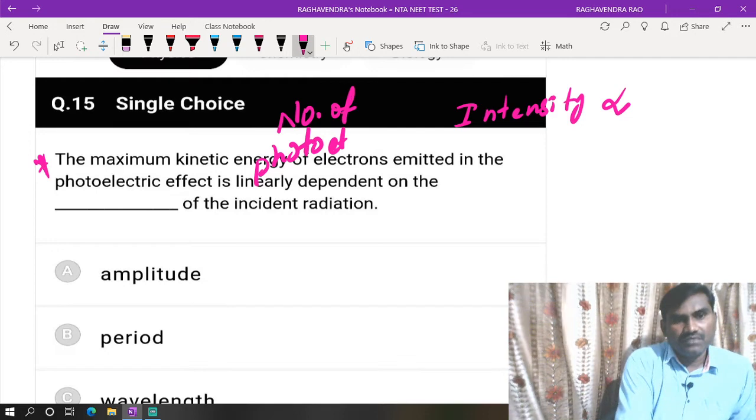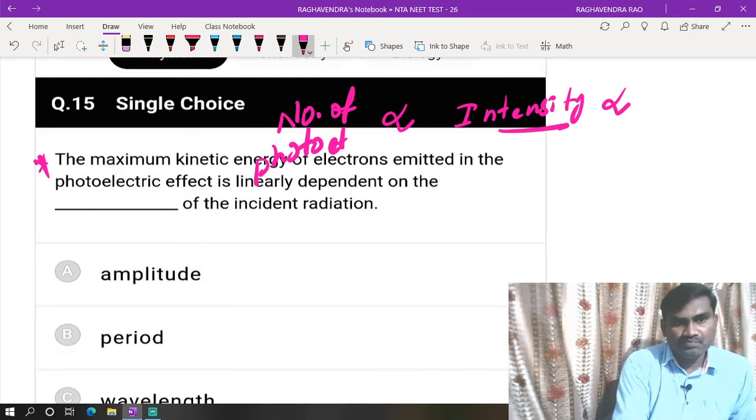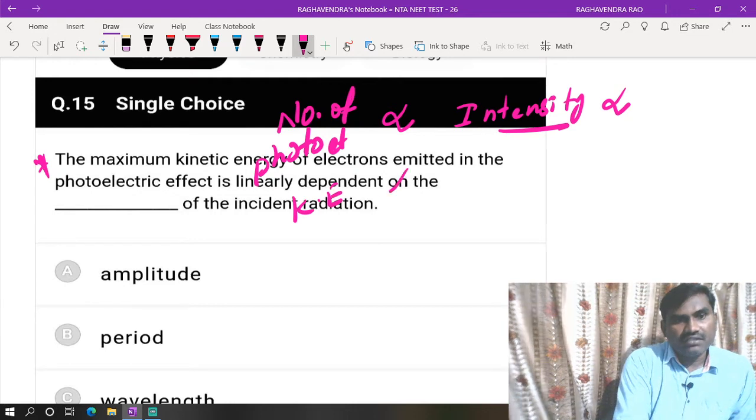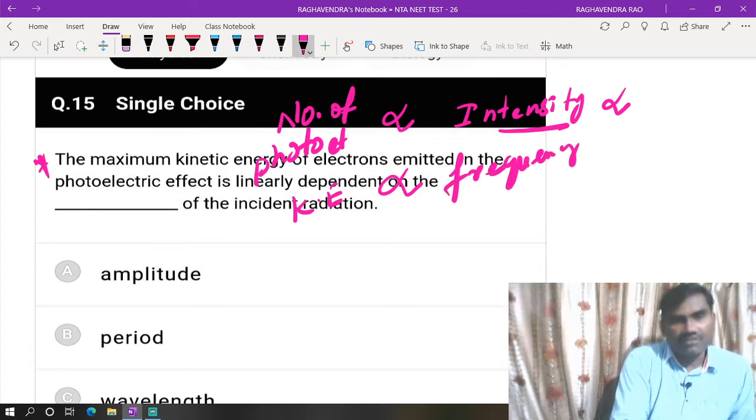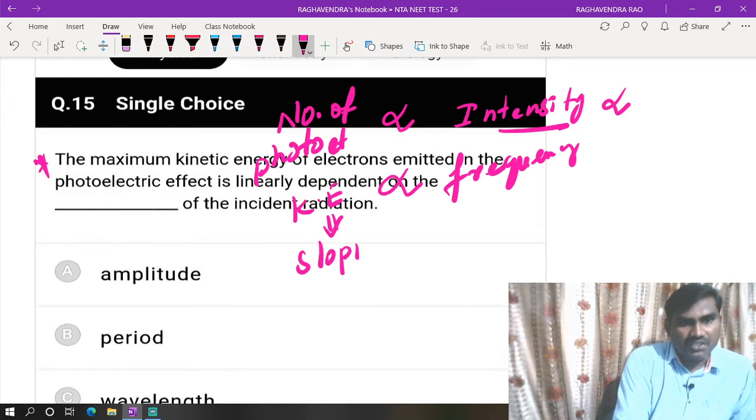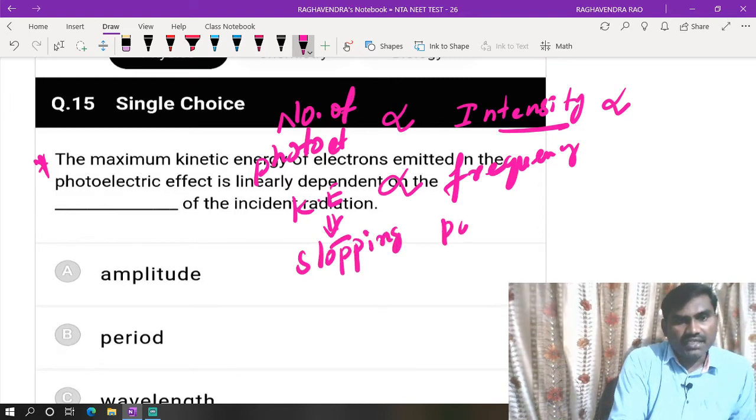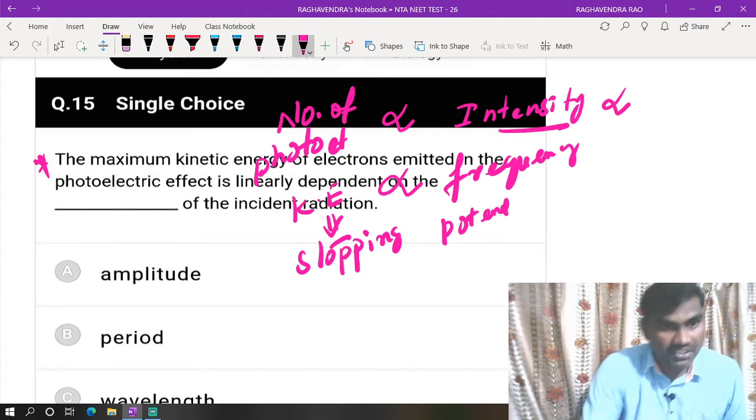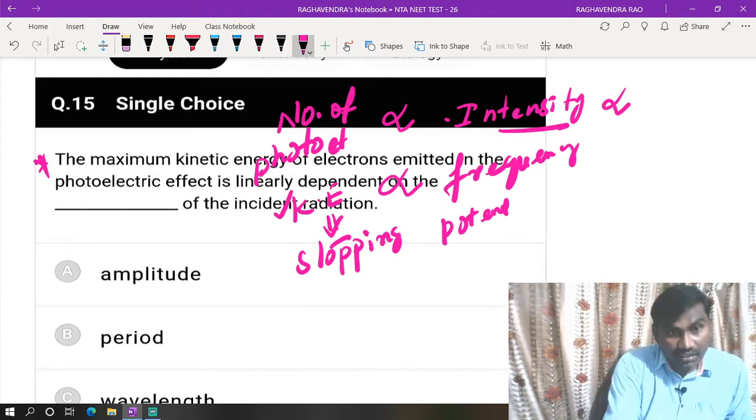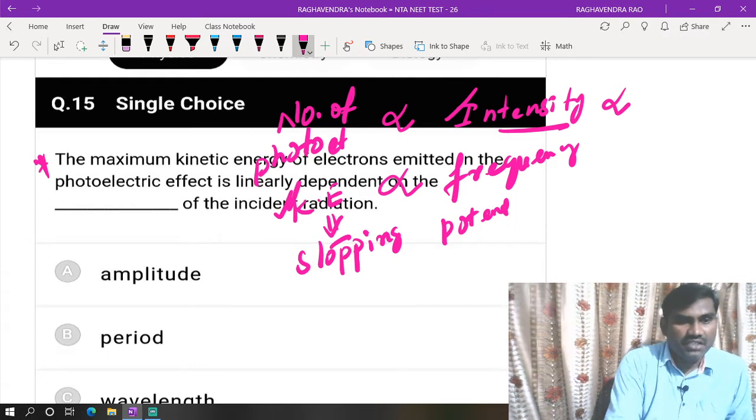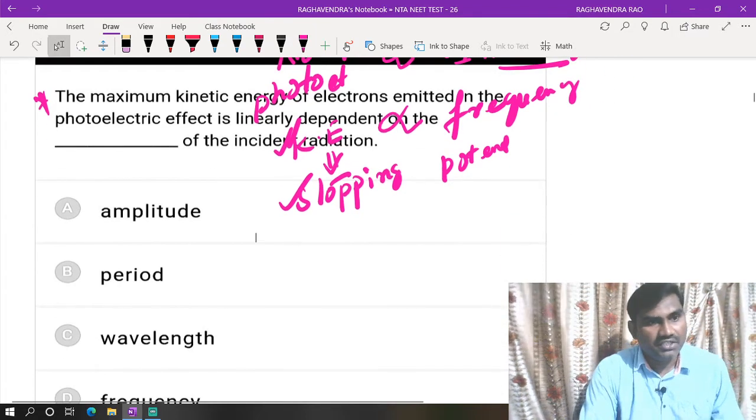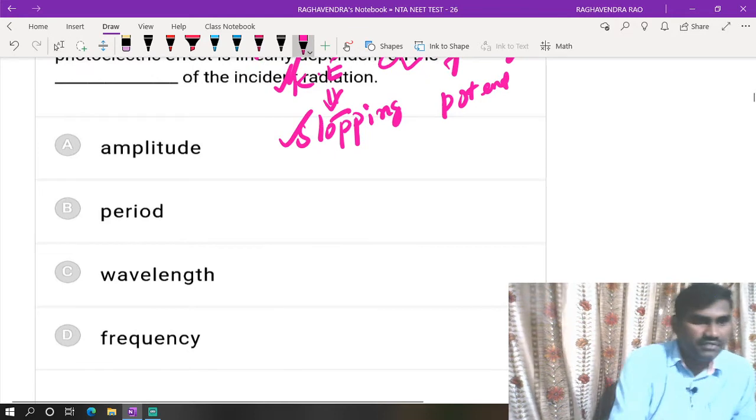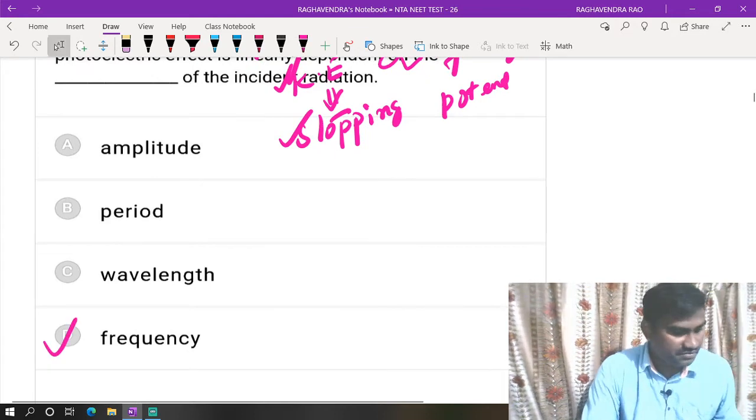Photoelectrons is directly proportional to the intensity of the light, whereas the kinetic energy of photoelectrons is directly proportional to the frequency of the light. So kinetic energy or stopping potential is directly proportional to frequency. Kinetic energy of photoelectrons is independent of intensity. Kinetic energy depends on frequency. Stopping potential depends on frequency and is independent of the intensity of light. So we can say kinetic energy depends on the frequency of the incident radiation.